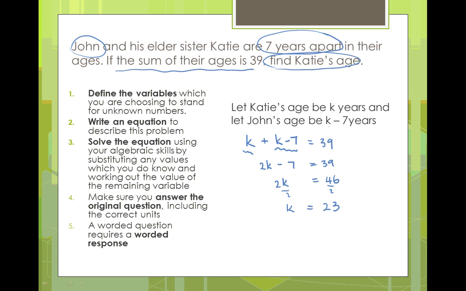I need to go back and make sure that I've answered the question. I set it up in such a way so that I would actually be finding Katie's age, and that's why I focused on Katie's age and called it K. So yes, Katie's age is 23. Just out of interest, what would that make John's age? Well, John's age would be 23 take away 7, which would be 16. And I could check, does 16 plus 23 equal 39? You bet it does, so I know my answer's right.